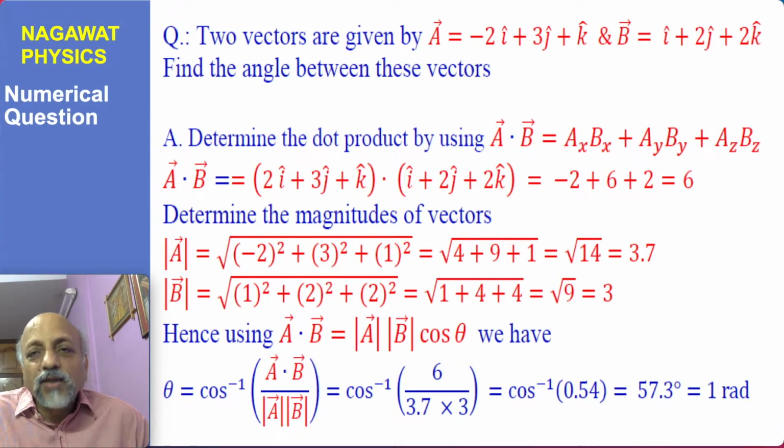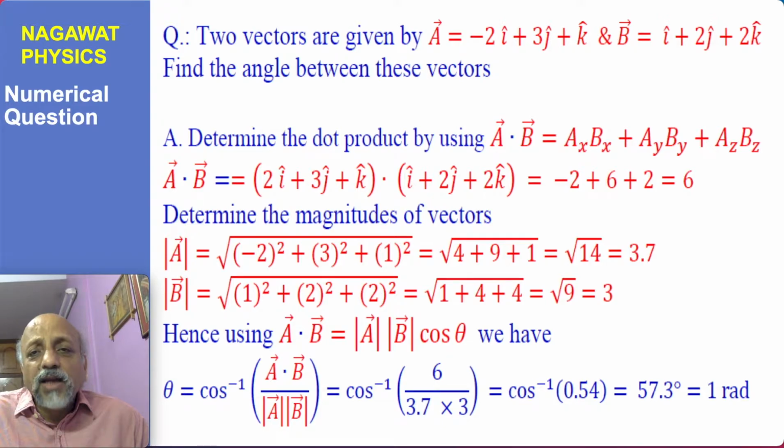Suppose you are given 2 vectors and it is said to find the angle between these vectors. By using the dot product, we can find the angle between 2 vectors if the vectors are given. Here 2 arbitrary examples have been taken, where the vector A is minus 2i plus 3j plus k, the same as I used in the earlier problem, and the vector B is i plus 2j plus 2k. Now to determine the angle between vector A and vector B, first I determine A dot B. A dot B can be obtained by multiplying the components and adding the 3 terms.